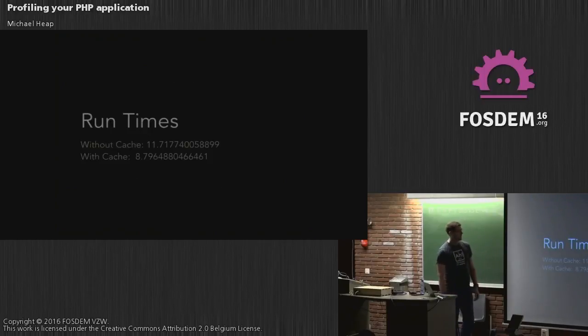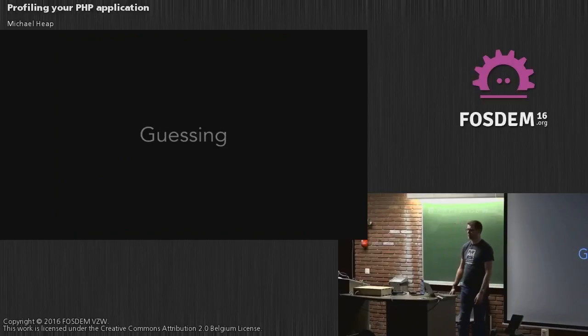So I ran that. Without the cache, it took 11.7 seconds, and with the cache, it took 8.7. The cache was quicker, makes sense to everyone. Like, I'm not being stupid, the cache file should be faster, right? I was happy. But really, I was just guessing. I didn't know if JSON decode was faster or slower.